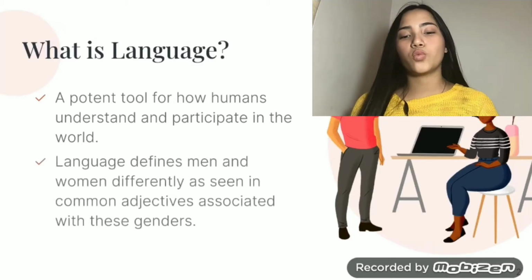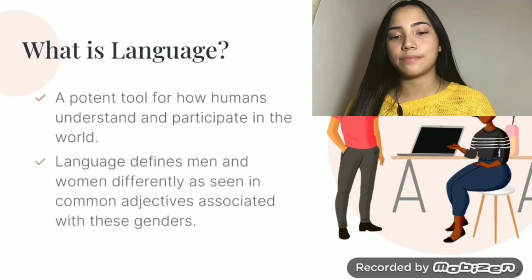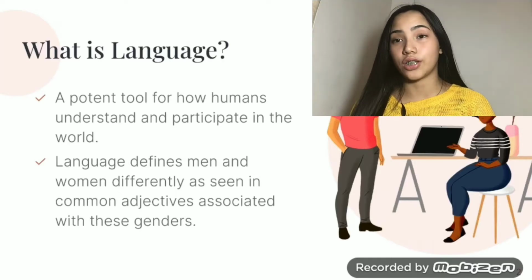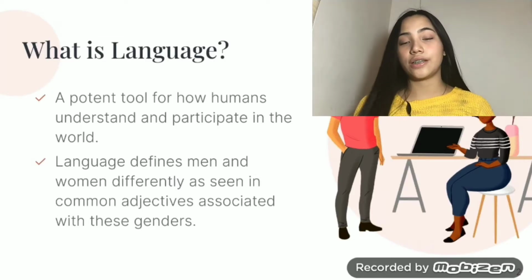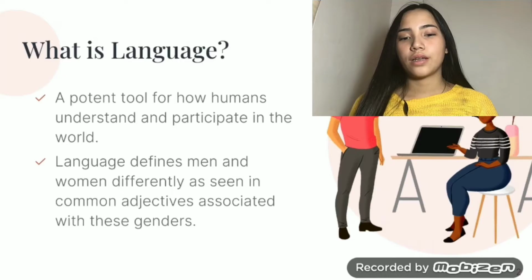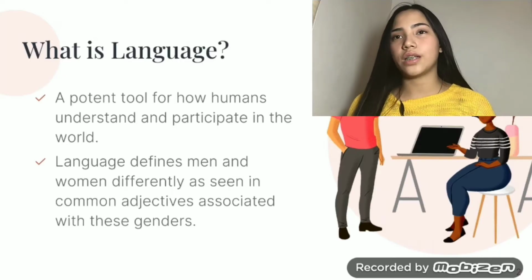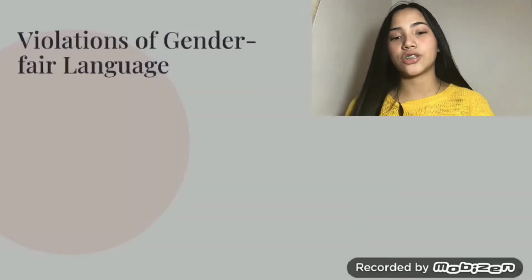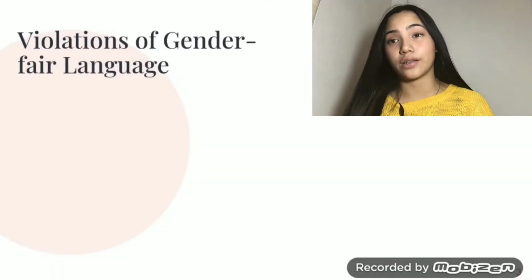Second, language defines men and women differently, as seen in common adjectives associated with these genders. This could be associated with gender polarization, which I will be explaining later in the video. As language defines men and women, it is not always on the positive side. It also has its negative side, and one good example for that would be stereotyping. That leads us to the next slide, which is about violations of gender fair language.